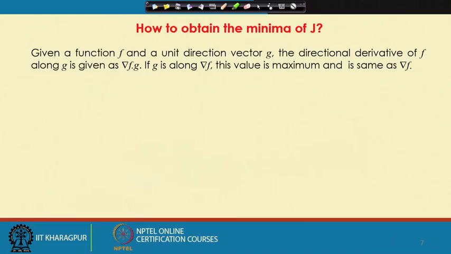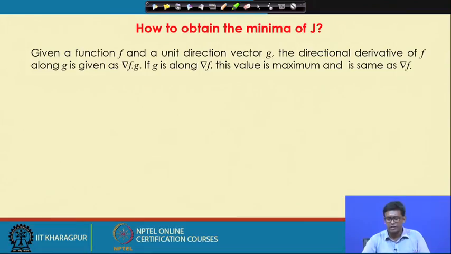Given a function f and a unit direction vector g, the directional derivative of f along g is given by gradient of f dot g, and the directional derivative means the rate of change of f along the direction g. If g is along the gradient of f, then g is a unit vector.